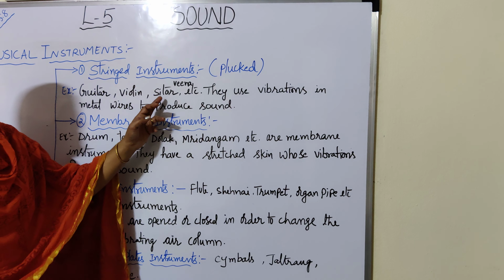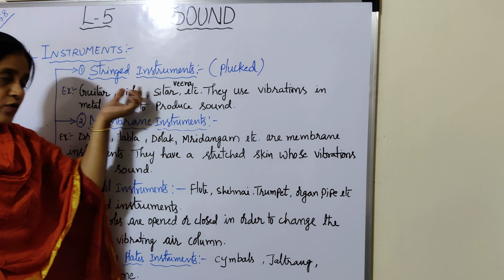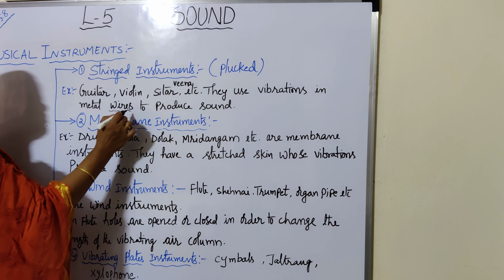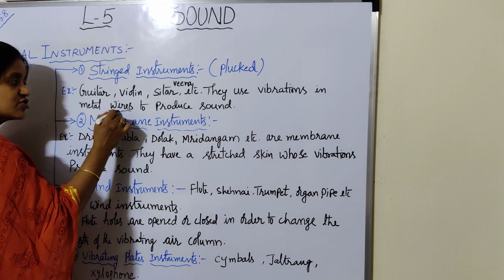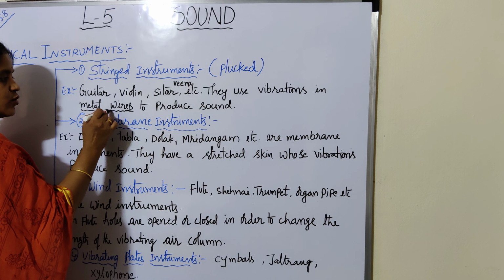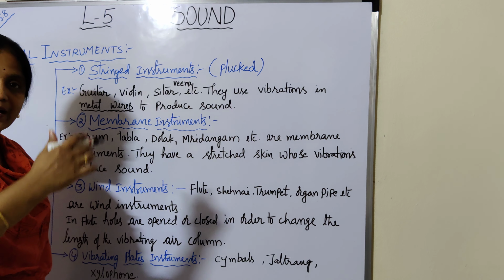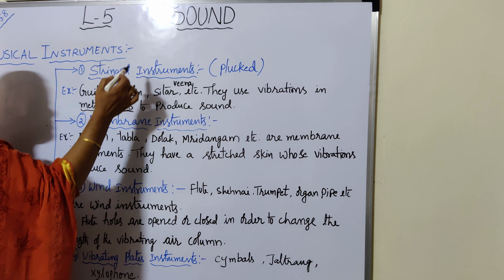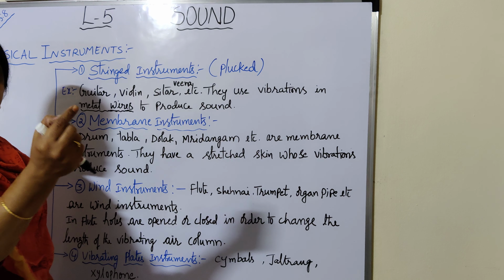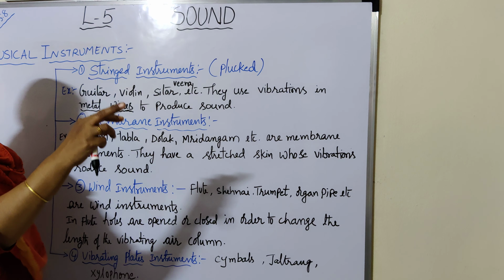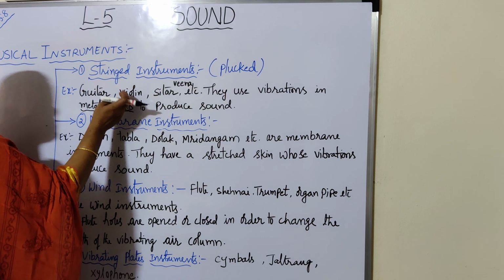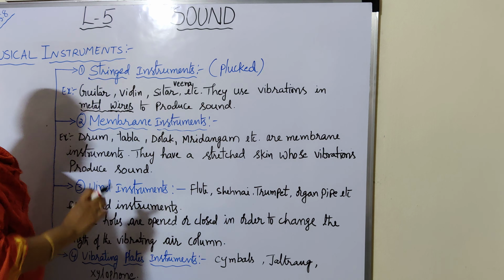In all these instruments, sound is produced due to the vibrations in the strings. The strings are made of metal. The metal wires vibrate and produce sound. When you pluck the strings, either with some tool or with the fingers, the metal wires start vibrating. Due to that, these instruments produce different kinds of pleasant sounds.